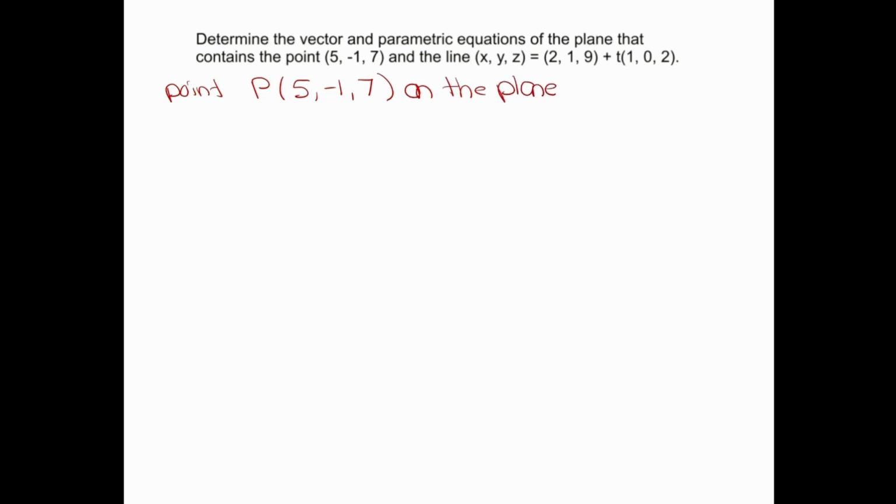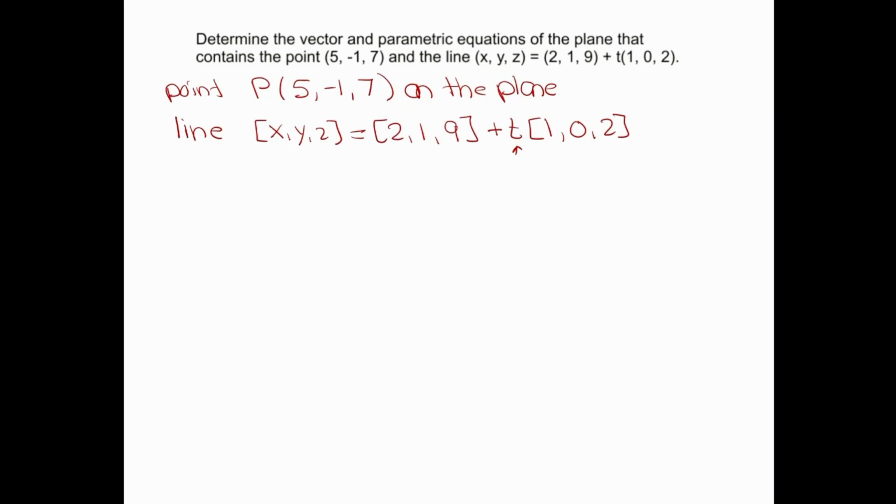We also know that we have a line that's on the plane. The line on the plane is represented by the vector equation xyz with a position vector of 2, 1, 9, plus our direction vector of 1, 0, 2 with some scalar multiple. And we know that on this line, if it's on the plane, any scalar multiple of that direction vector will give us another point on that plane. So how do we tackle this?